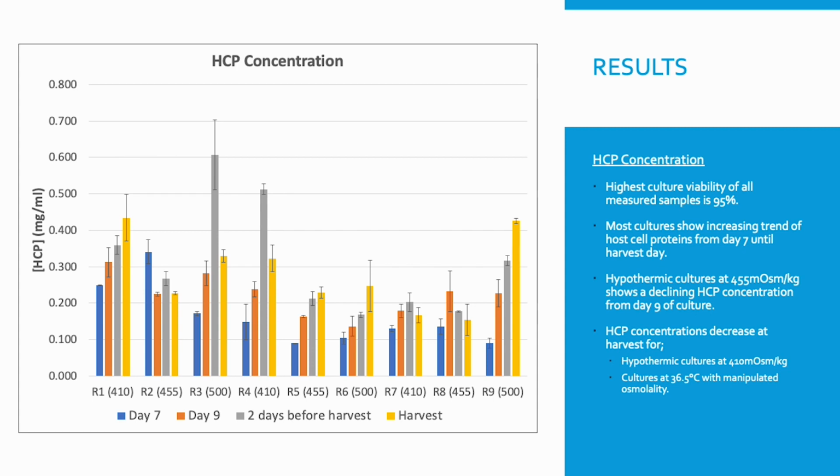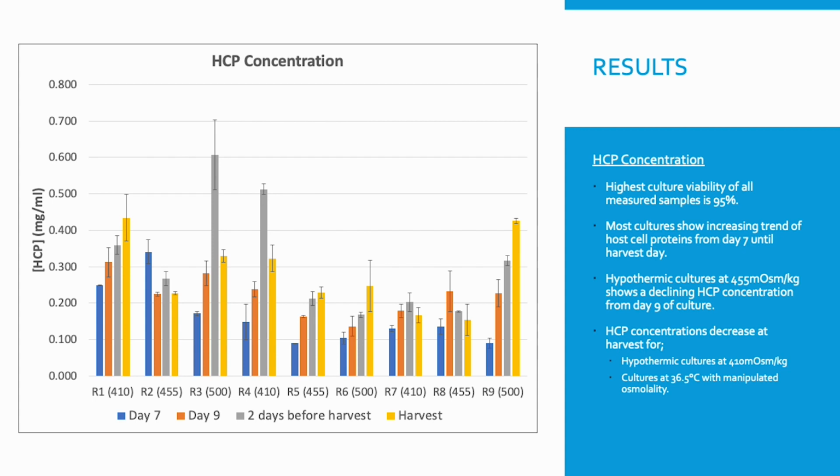I would like to recall the temperature setting for this culture ID, where R1 to R3 operate at 36.5 degrees, R4 to R6 operate at 34 degrees, and R7 to R9 operate at 32 degrees. From this chart, the concentration of host cell protein increased from day 7 until harvest day for most of the cultures, which is possibly due to cell death.